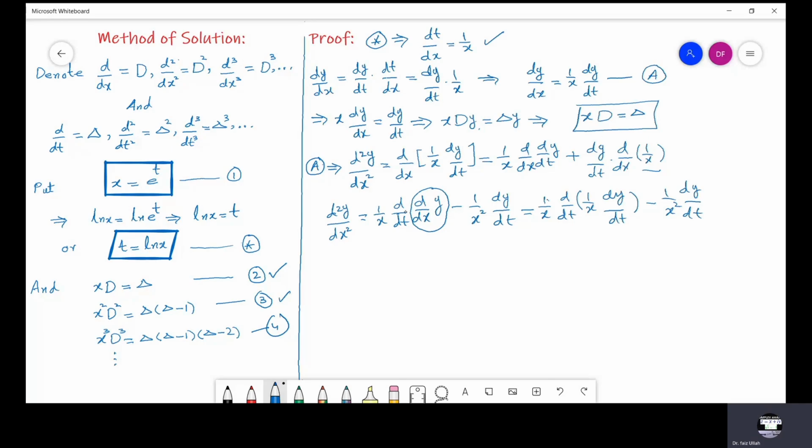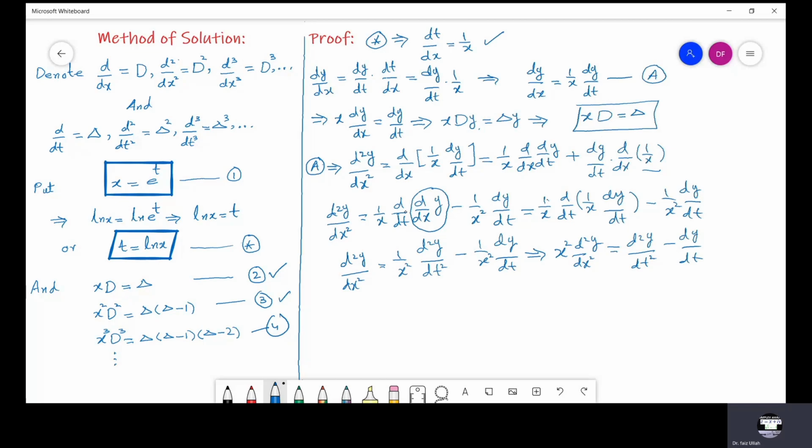Now from here we can see that d²y/dx² is equal to 1/x² into d²y/dt² minus 1/x² dy/dt. Let us multiply x² on both sides. So we have x² d²y/dx² is equal to d²y/dt² minus dy/dt.